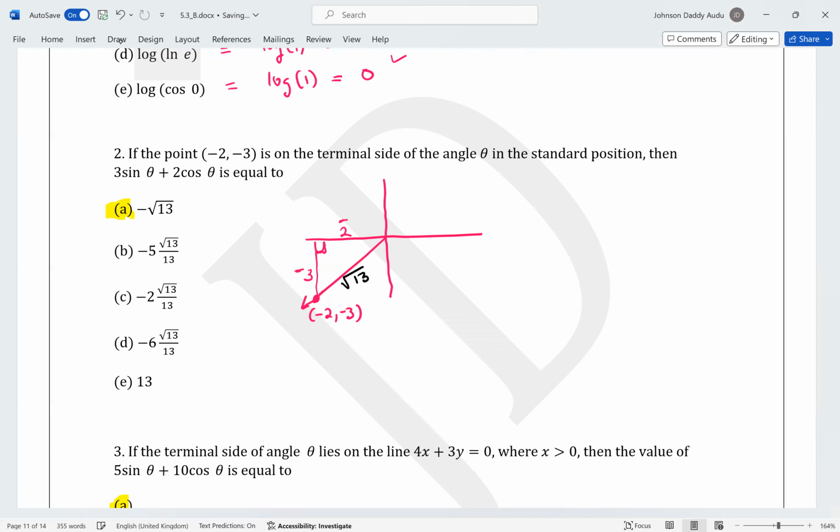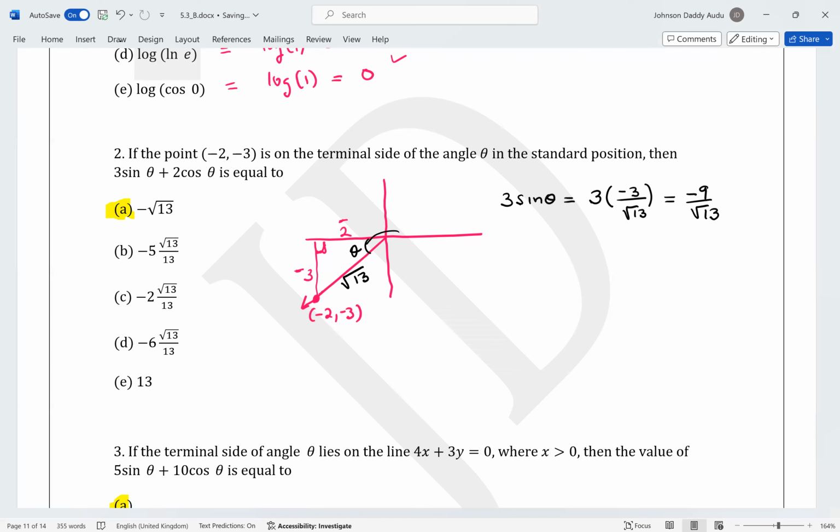All right, so let's see. What are we looking for? We're looking for 3 sine theta. So 3 sine theta is nothing but 3 times sine theta. Sine is opposite over hypotenuse, so it's going to be -3 over root of 13. And remember, we're in the third quadrant, so it's expected that sine is negative. So this is going to be -9 over root 13.